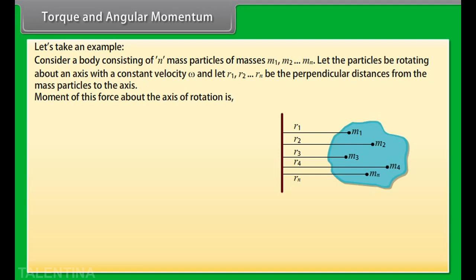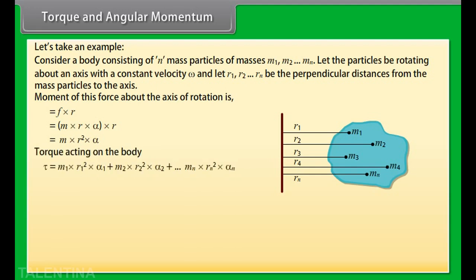Moment of this force about the axis of rotation is equal to F into r. By putting the value of force, we get m into r into alpha into r, which is equal to m into r square into alpha. Torque acting on the body is given by tau is equal to m1 into r1 square into alpha 1 plus m2 into r2 square into alpha 2 plus and so on till mn into rn square into alpha n. This equation can be written as tau is equal to summation from i is equal to 1 to n of products of mi and ri square into alpha. This gives tau is equal to I alpha.